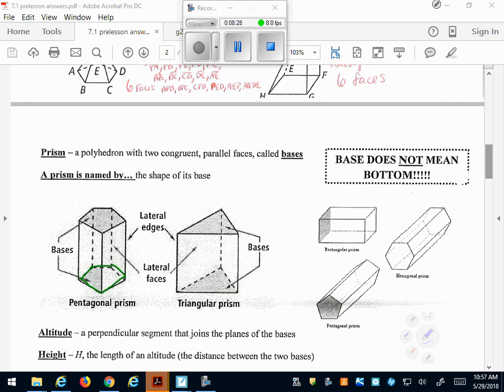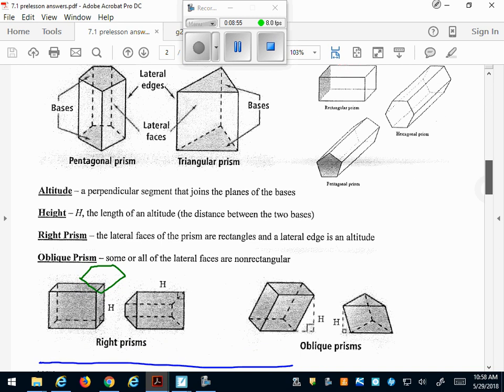So, if what I said is true, and base does not mean bottom, if I define height as the distance between the two bases, then where's the height in this? Oops, that's not working. Where's the height in this pentagonal prism? Where's the height?